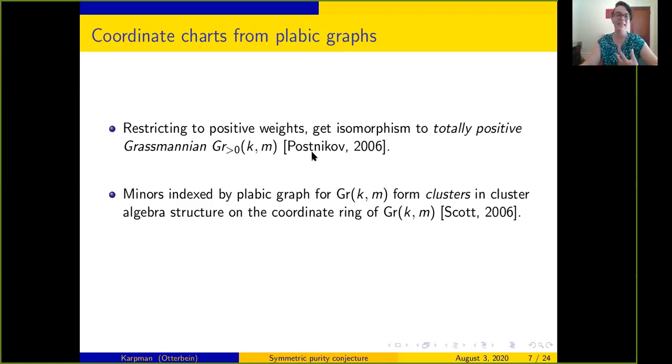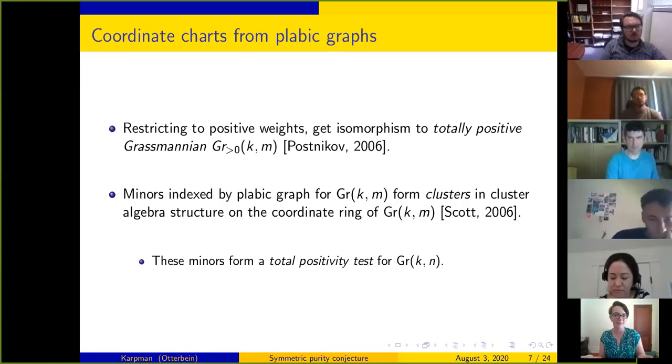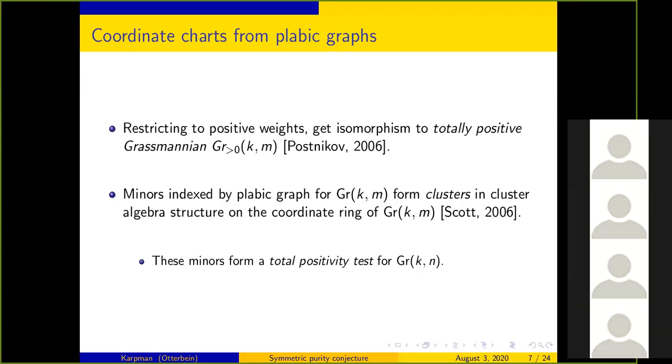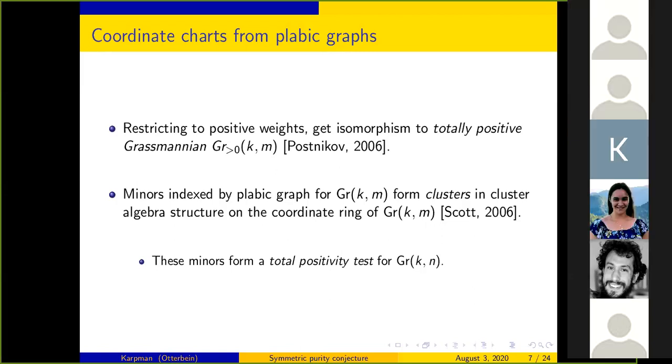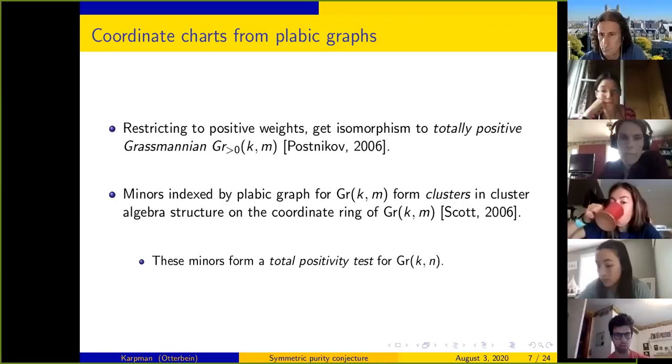And the minors indexed by face labels of a Plabic graph form clusters in a cluster algebra structure on the coordinate ring of the Grassmannian. In particular, these minors form a total positivity test for the Grassmannian of k-planes in M space. If you want to know if a point in this Grassmannian is totally positive, you can get away with only checking the subset of maximal minors that correspond to the set of face labels of some Plabic graph. If those are positive, you're good. The others have to be positive as well.